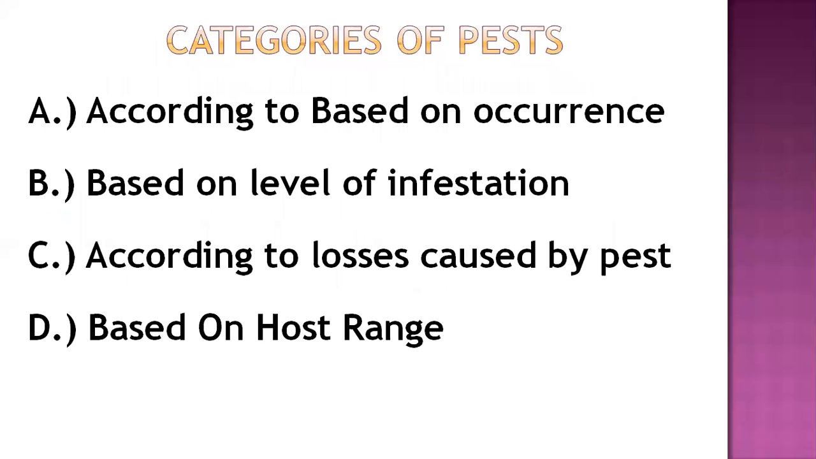So students, today we start our main topic, categories of pests. These different categories are mainly four. The first category is based on occurrence, followed by the second, based on level of infestation. The third category is based on estimated losses that may be caused by pests, and the last one is on the basis of feeding host range, commonly known as based on host range. So dear students, these are the main four categories.